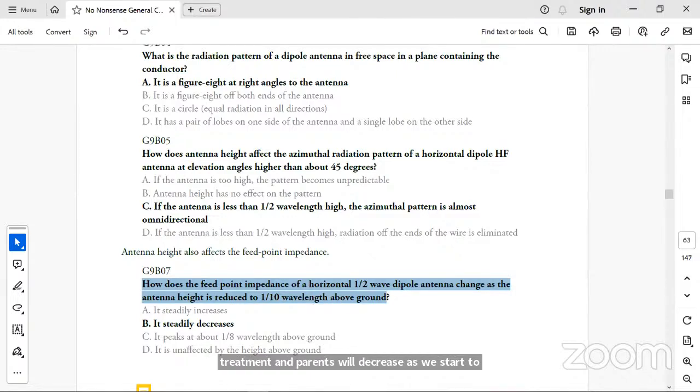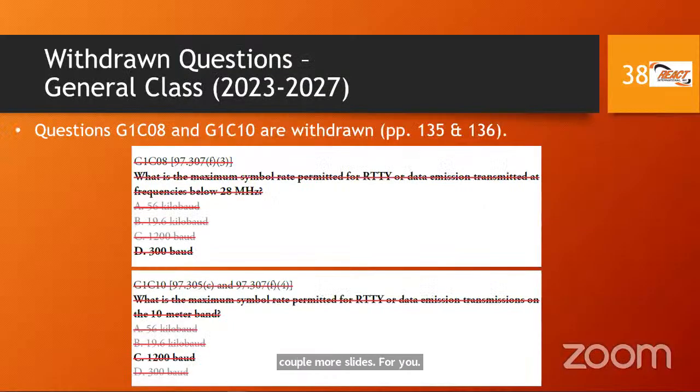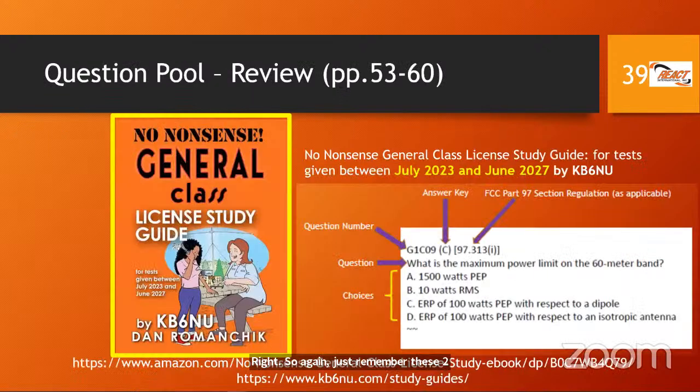So let's go back quickly to our slide deck. We have a couple more slides for you. Again, just remember these two questions are withdrawn. The question pool that we did today were pages 53 to 60, for persons who have been following.